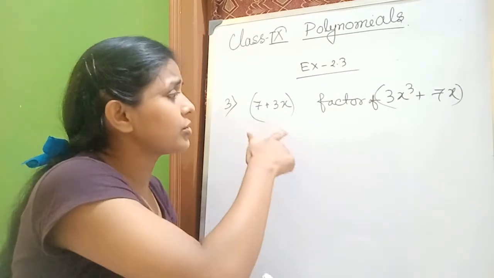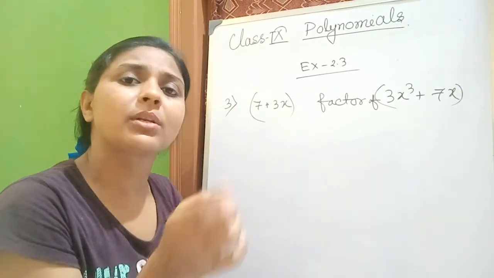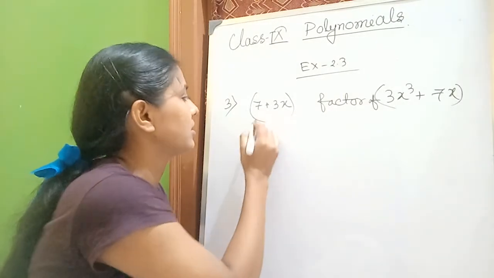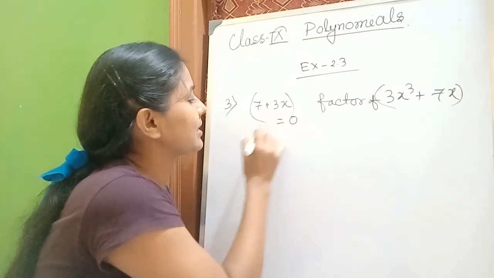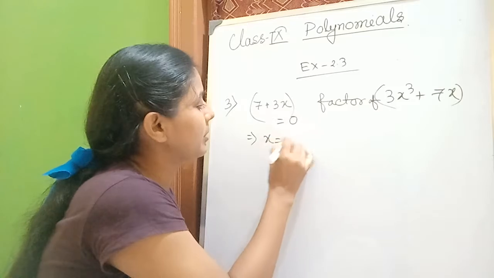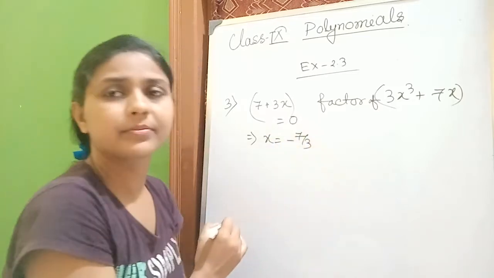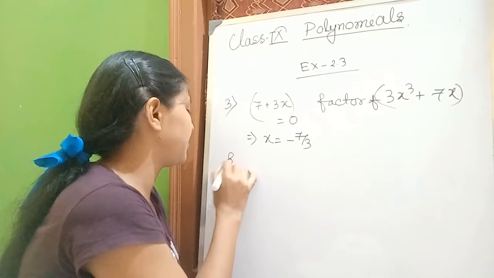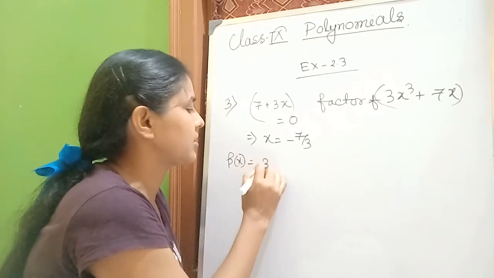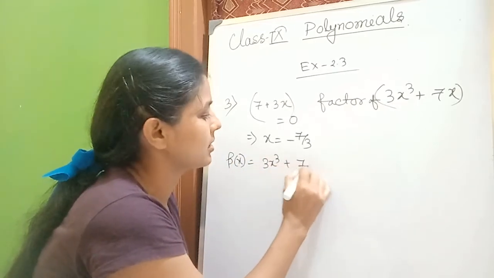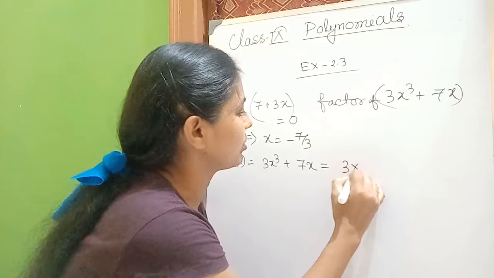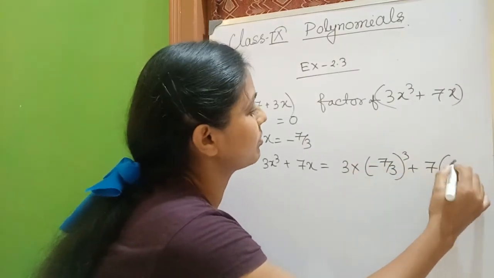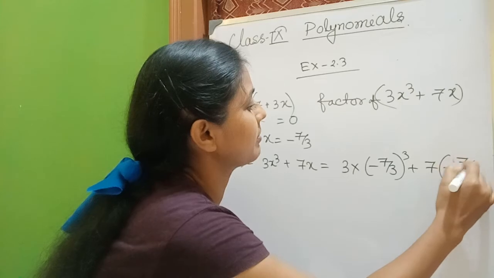Here also we need to find the remainder related to this divisor. So for this we will make it 0 and x will be minus 7 by 3. We will put minus 7 by 3 here. That means p of x, 3x cube plus 7x, is equal to 3 into (minus 7 by 3) whole cube plus 7 into minus 7 by 3.